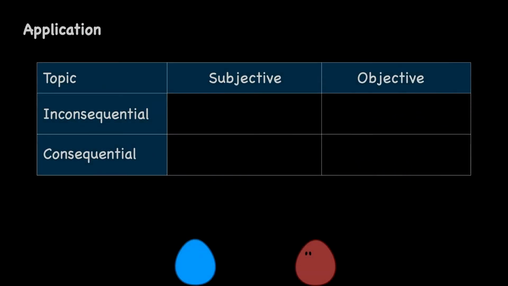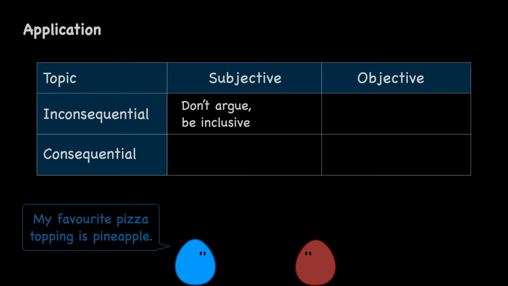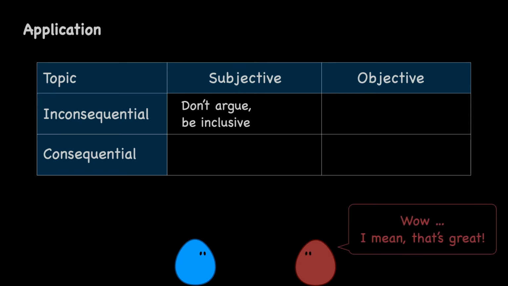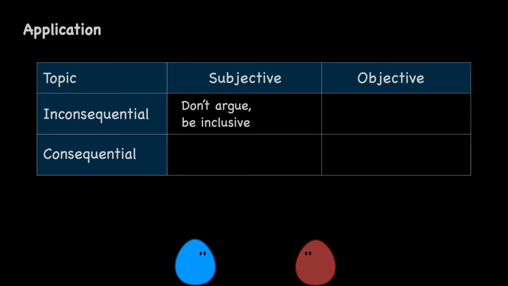Now we can rearrange the two pairs of criteria to show the following four cases. If the topic is subjective and inconsequential, then don't argue. Be inclusive. If the topic is objective yet inconsequential, then while you may argue, it would not be worthwhile, so you can simply apply tolerance.